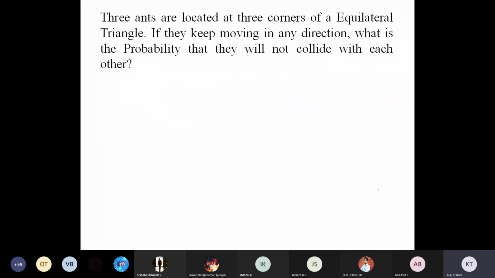I'll give you 5 minutes of time. Take 5 minutes of time. Just tell me the answer of this question. One of the best questions, guys. If you want to check yourself how good you are in probability, try to answer this question. Those who have got the answer, please post the answer in the chat box.